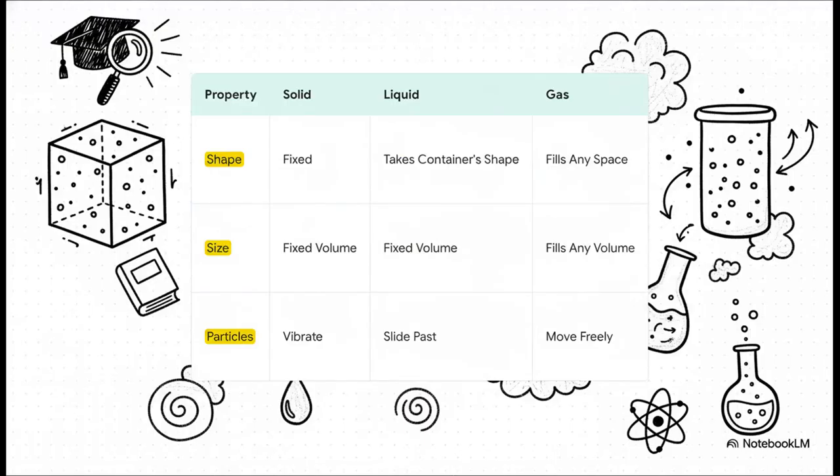So let's just do a quick recap here. When it comes to shape, a solid is fixed, a liquid takes the shape of its container, and a gas just fills any space available. For size, both solids and liquids have a fixed volume, but a gas, it'll expand to fill any volume you give it. And the big difference is how the particles move. Solids just vibrate, liquids slide past each other, and gases move all over the place.